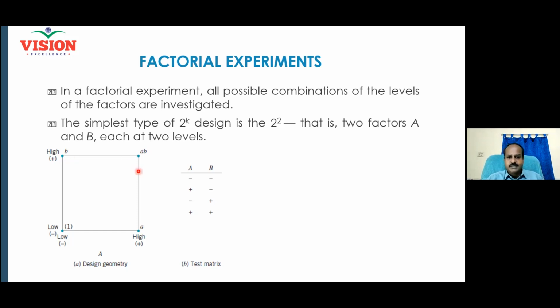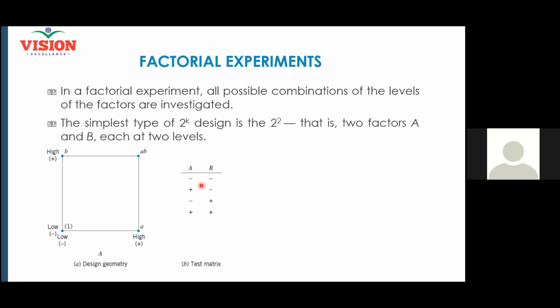Good. This is what is indicated in the form of a matrix. Both are low, both are high. A is high, B is low. A is low, B is high. So 4 combinations are possible according to the 4 corners of the square. This is called a test matrix. Do you notice a pattern here? Minus plus, minus plus, double minus, double plus.